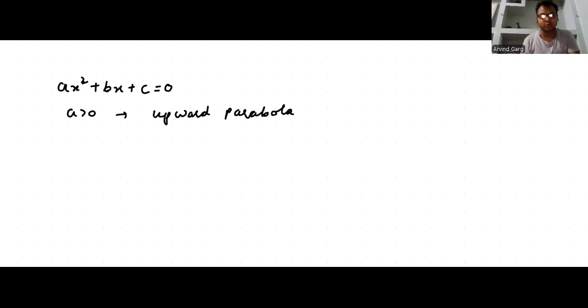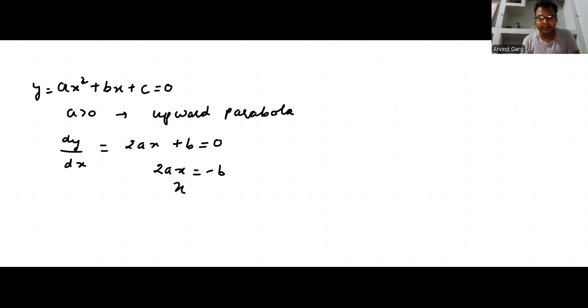For example, this is equal to what? First of all, dy by dx, you need to understand. dy by dx is the first derivative, 2ax plus b, and then the equation is equal to 0. From here, you need to find the value of x. So from here, we can say that x is minus b by 2a. So this is the value of x. Now, if you put the value of x in this equation, you will get the value of y. So these are the vertices.